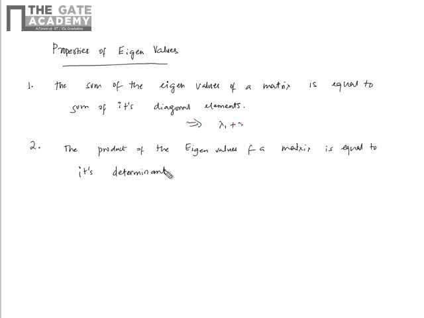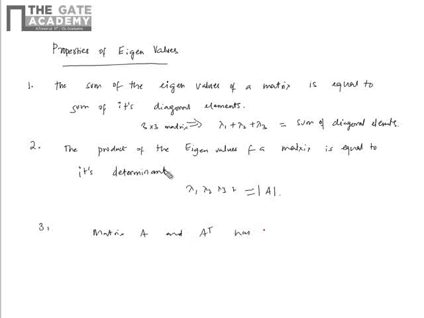So lambda 1 plus lambda 2 plus lambda 3, for a 3 by 3 matrix, the sum of the eigenvalues would be the sum of the diagonal elements, and the product for a 3 by 3 will be basically the determinant of A. Okay, so let's look at the other properties. Now the other property, this is an important property: matrix A and A transpose have the same eigenvalues.